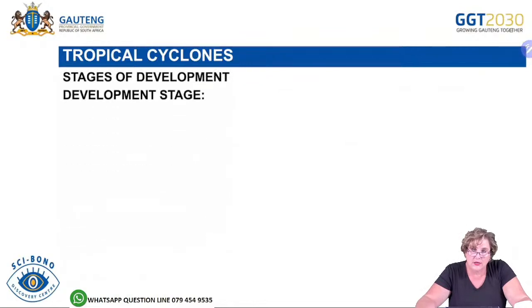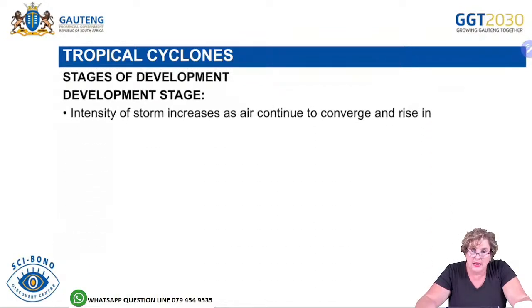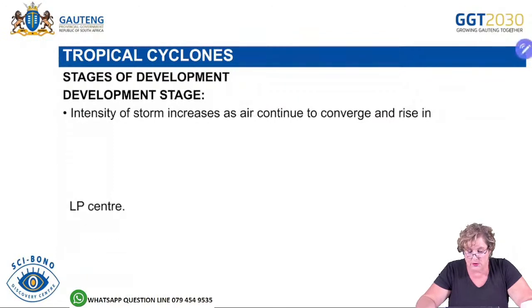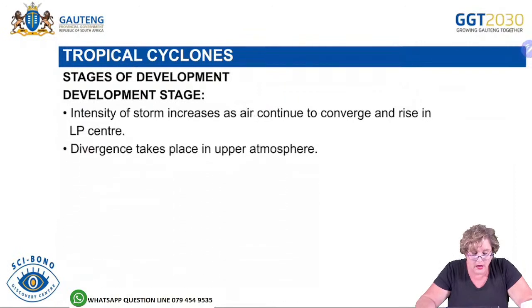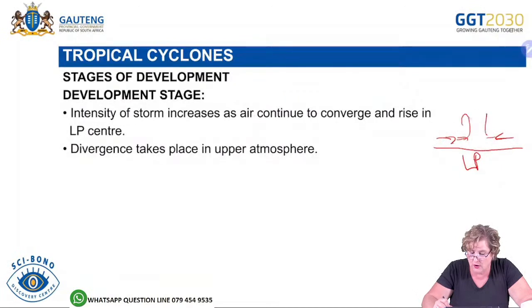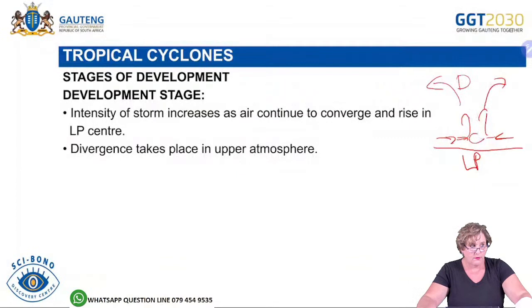The second stage is the development stage. Now my storm is going to intensify. Why? Air continues to converge and it rises in the low pressure center. Divergence takes place in the upper air. So if I have the surface, I'm going to draw it again. There's my low pressure. Air converges, it starts to rise, and in the upper air, there high up in the air, I have divergence.